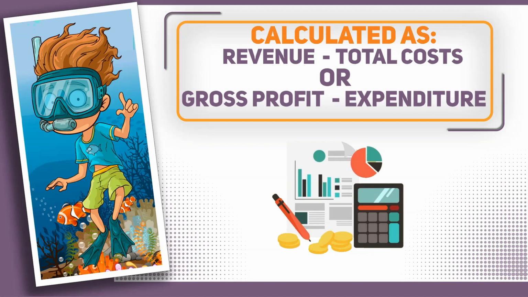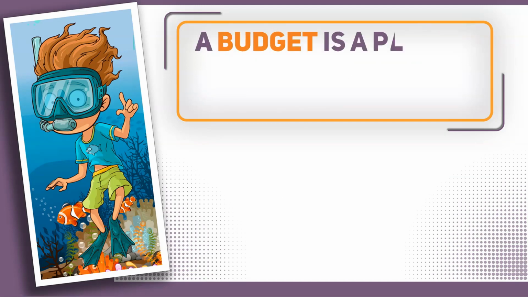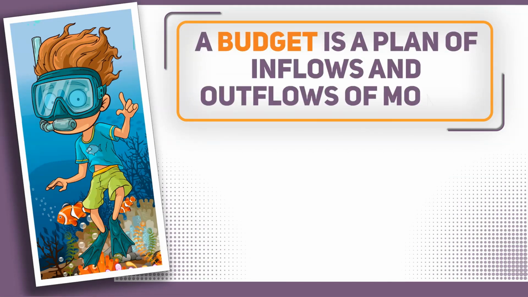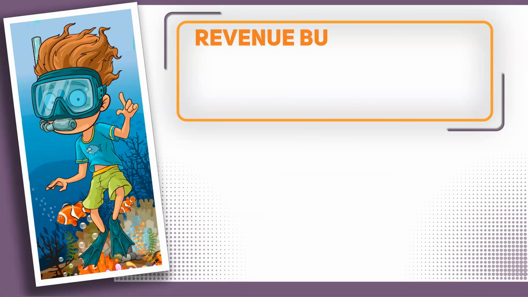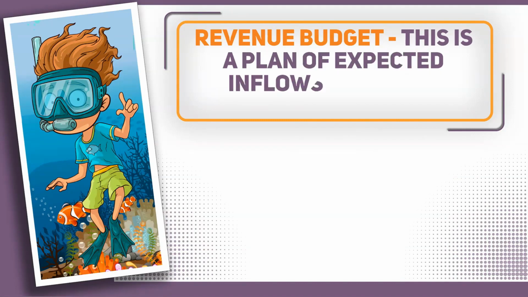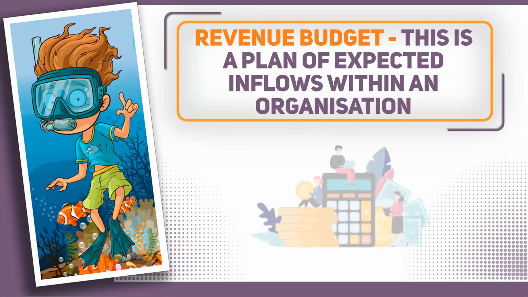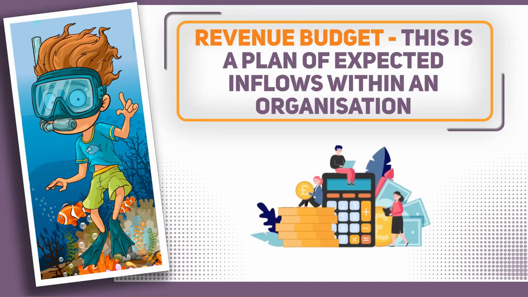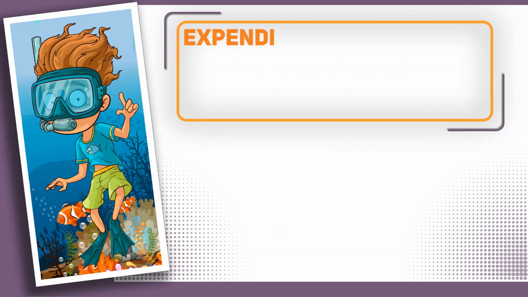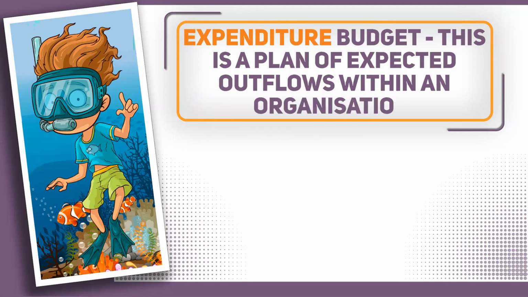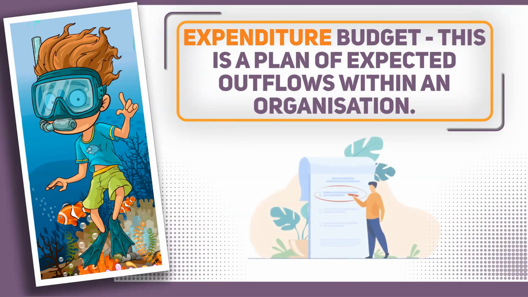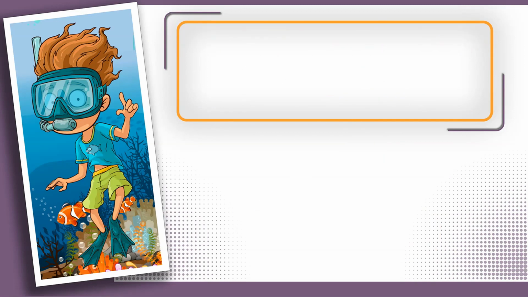It would be a really good idea for Hidden Depths Diving to actually complete a budget. A budget is a plan of inflows and outflows of money within a business or an organisation. There is a revenue budget. This is a plan of the expected inflows within an organisation. How much sales money should actually be coming in, or I guess we could say flowing into the business. And then there's an expenditure budget. This is a plan of the expected outflows within an organisation. How much are the costs actually likely to be?